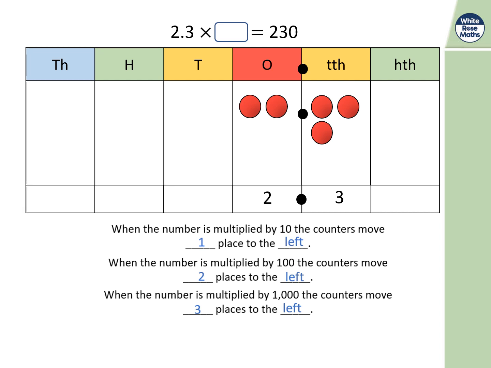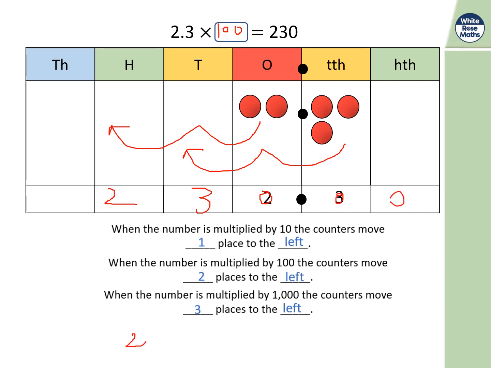This time we're working backwards. So I've got 2.3 times something is 230. Well, 2.3 times 10 is 23. 2.3 times 100 is 230. So I've timesed it by 100. Everything's moving two places to the left in terms of the picture diagram. So 1 and then 2. The answer will be 230, and then obviously there will be a 0 there, and a 0 there as well. So the answer is 230.